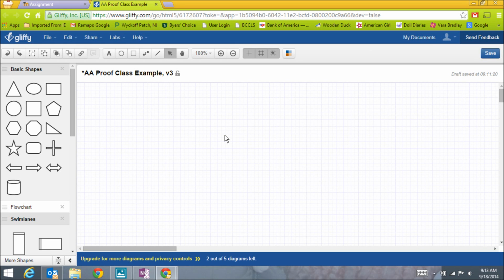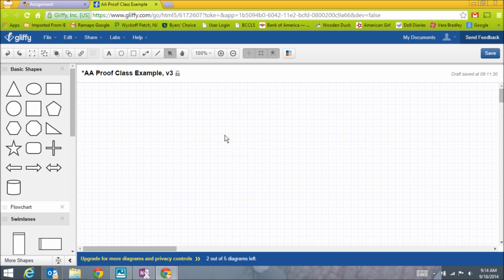Let's get started with a proof of similar triangles. We're going to prove these triangles similar using the theorem that I just went over in the Prezi, the angle-angle method, otherwise known as AA. So all we need to prove is that two triangles have two congruent angles to show that the two triangles are similar.